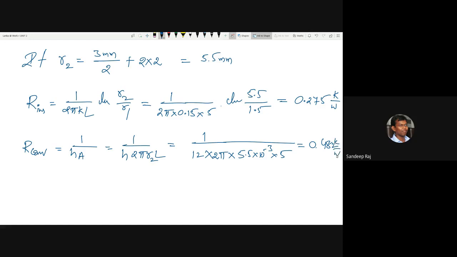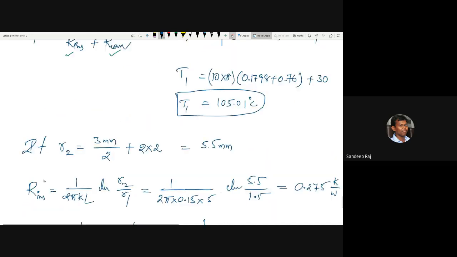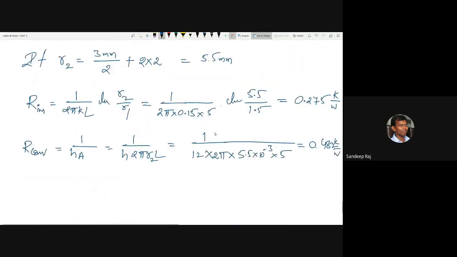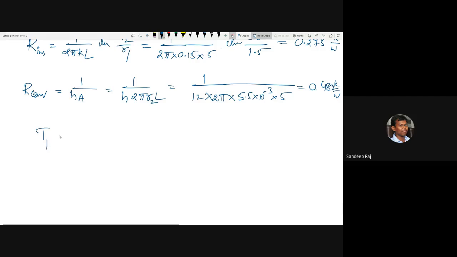So you have these values, and now you calculate this T1 using this. T1 is equal to T infinity plus Q into R insulation plus R convection. Substitute all those values here. You will get, somebody told me that it is 90.56 degrees centigrade. Okay. So this is the temperature that is required.